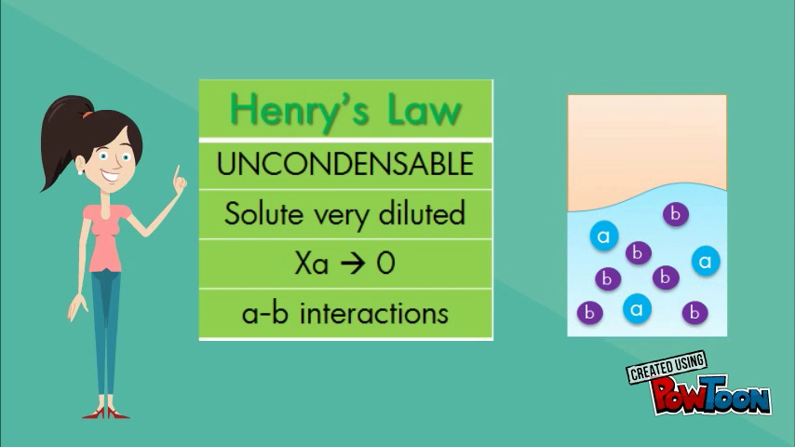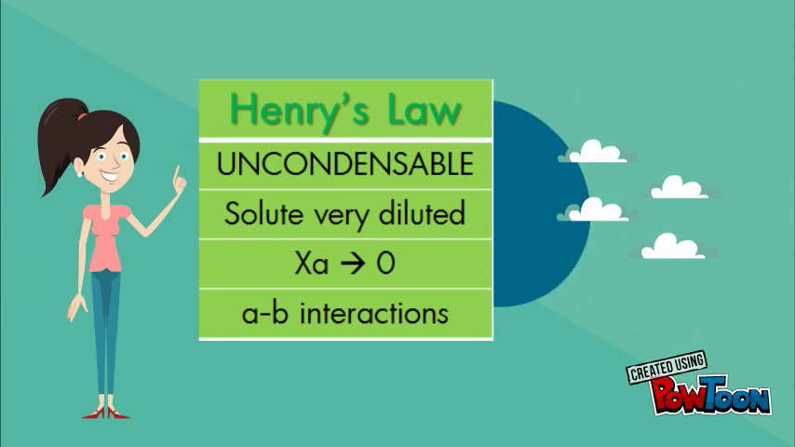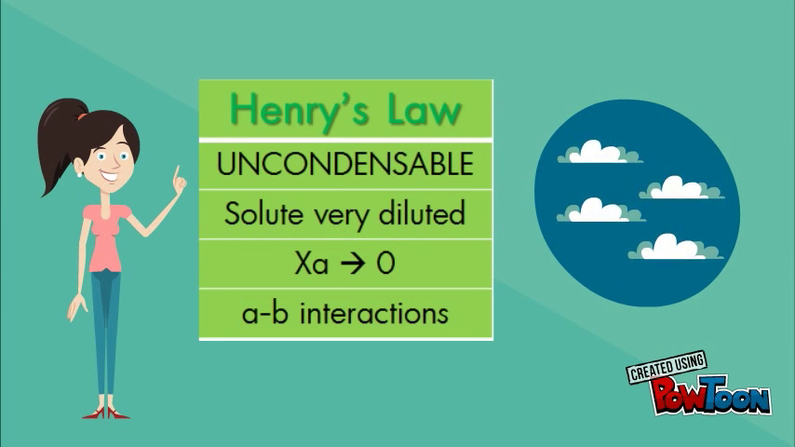Here we have the second reference state, Henry's law. It's for uncondensable components. Here the solute is very diluted and the composition of A tends to 0. We have interactions between the components A and B. It's useful for dissolved gases.